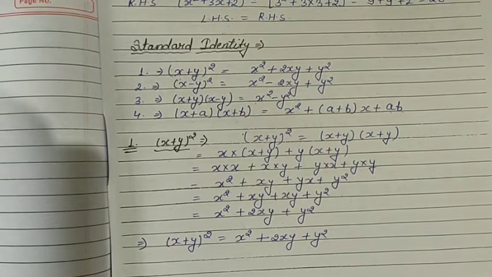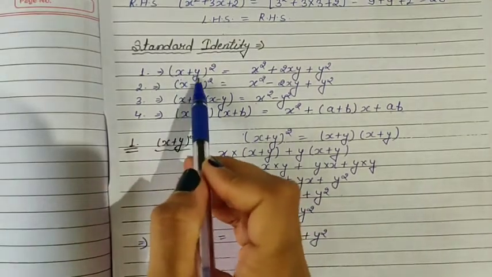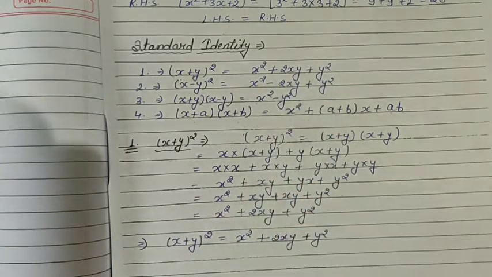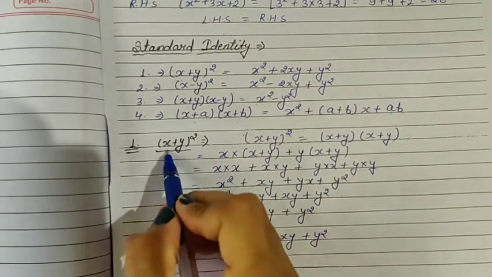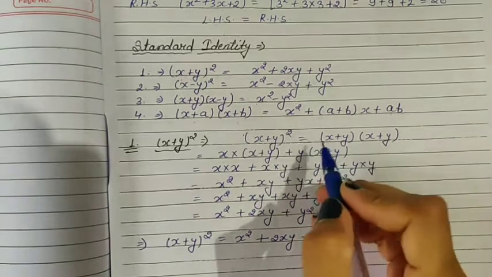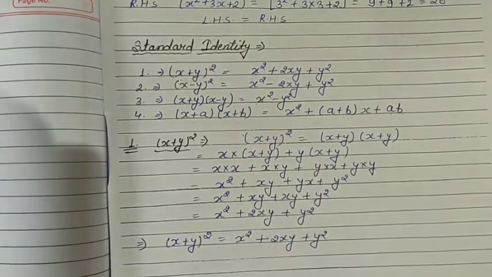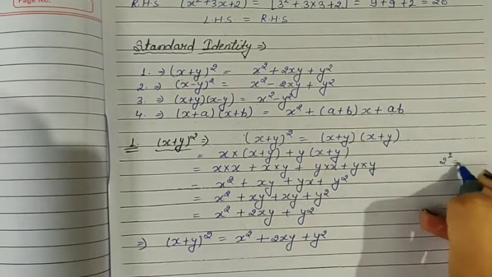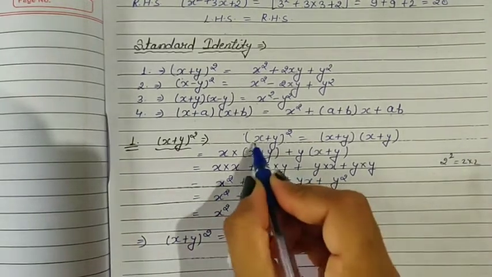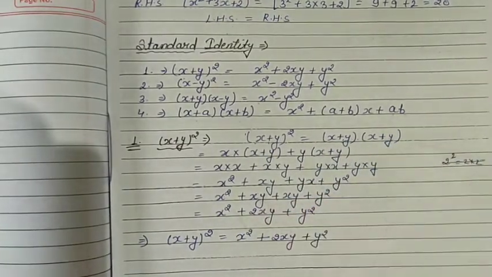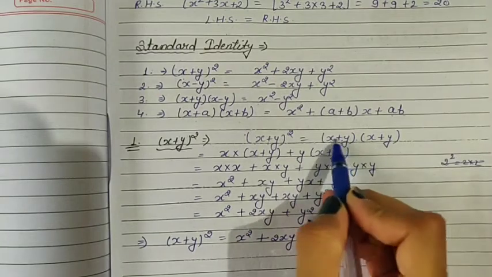So our first identity is (x + y)² = x² + 2xy + y². We can write (x + y)² as (x + y) × (x + y). It means we can write the square of 2 as 2 × 2. So the square of (x + y) is equal to (x + y) × (x + y).